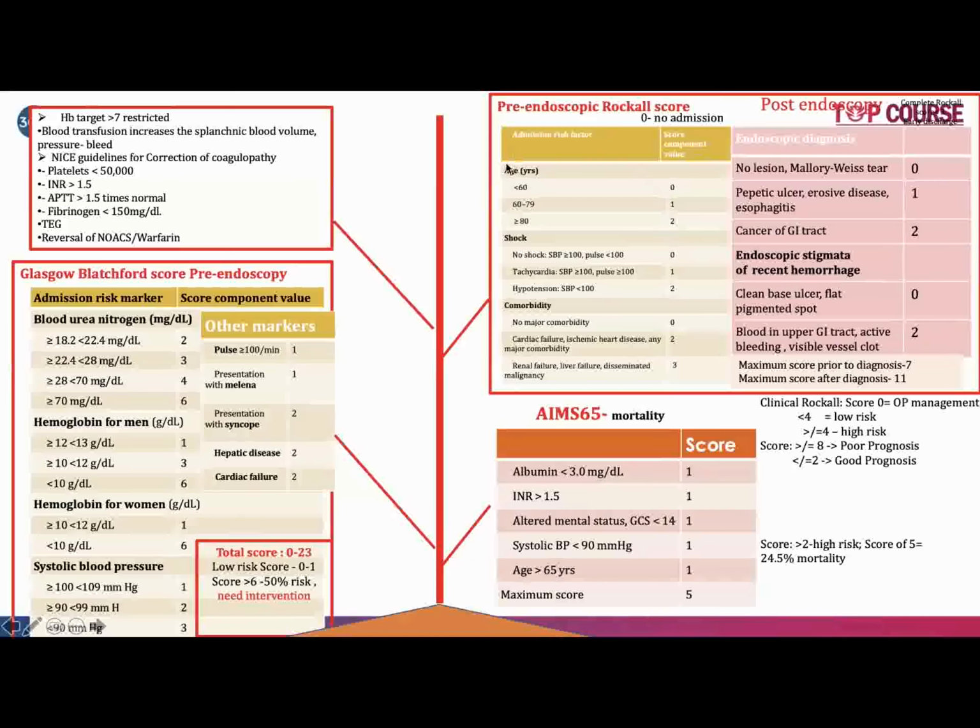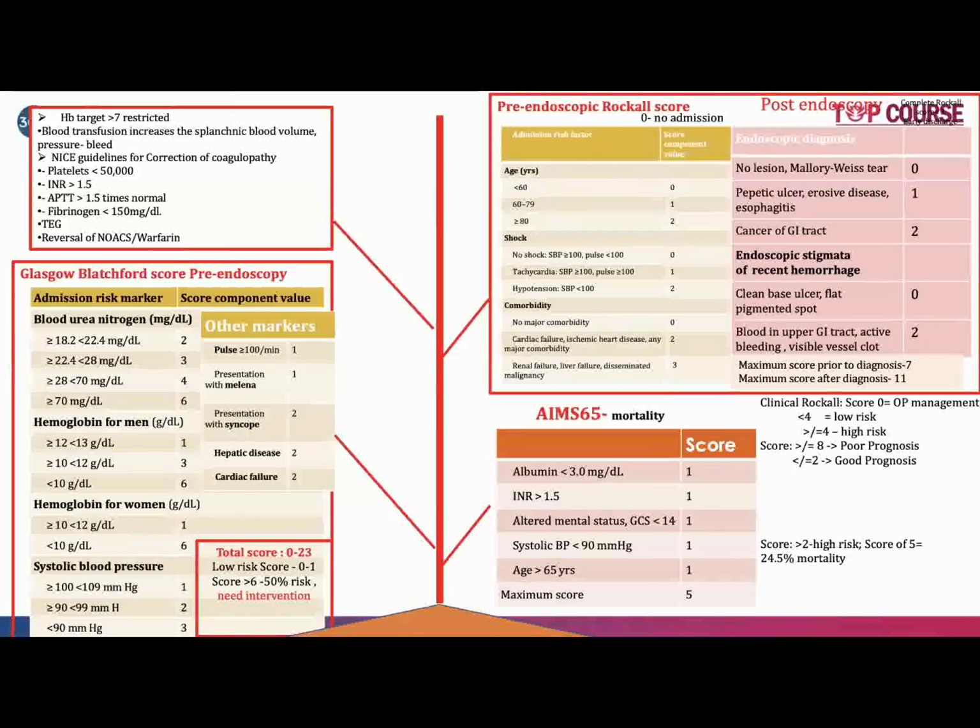So what are the various risk factors it is looking into? Age, shock, comorbidities, based on cardiac failure, renal failure, shock in terms of hypotension, tachycardia. So this is the pre-endoscopic scoring. And post-endoscopy, the score is complete.